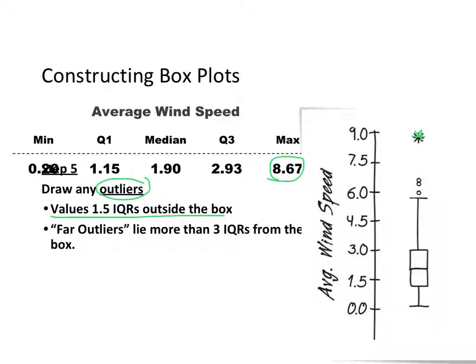Now the reason why these other dots are here: if we had all of the data values and not just a 5-number summary, we would be able to determine how many of those outliers we actually have. But because we only have the 5-number summary, we're just going to plot the max.